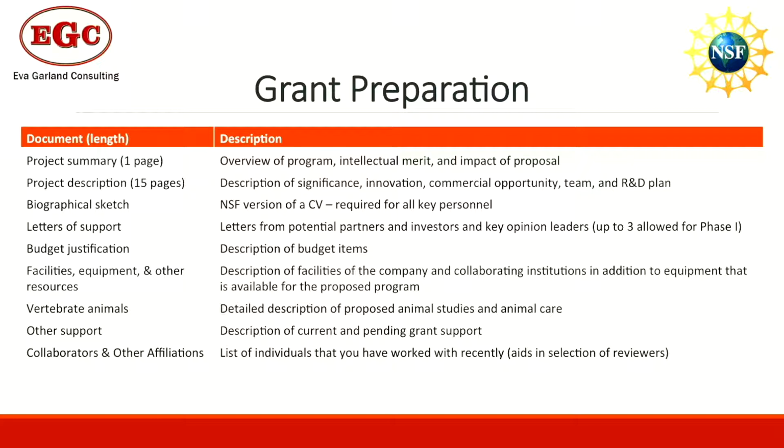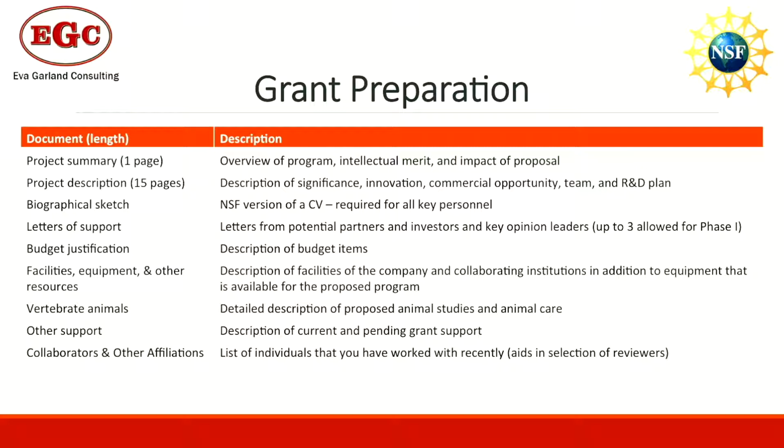So once you have your pitch accepted, this is sort of the overall component of a phase one. You have a project summary, which is a one-page overview of the project, the merit and the impact of the proposal. The main document is a project description, as I mentioned. That's 15 pages, so it's considerably longer than your NIH phase one research plan, basically because you need to explain a lot about the commercial opportunity.